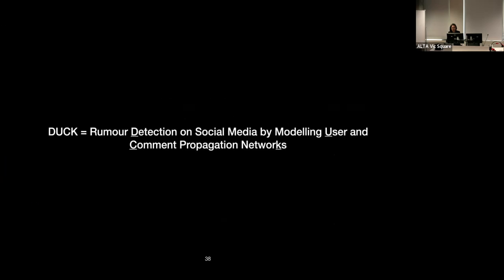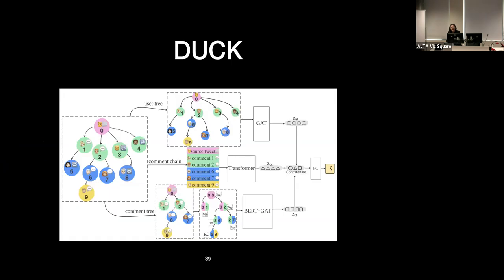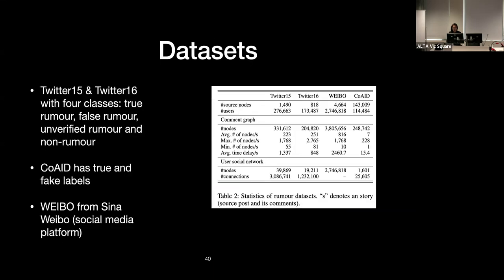So in that case, we have our model that comes with the user tree, the comment chain, and the comment tree. And once we get the three representations, we simply concatenate them together to do the final prediction. So that's how we try to combine all three signals, all the signals we have on social media networks. And the datasets we use are Twitter15 and 16, Covid-19, and Weibo.